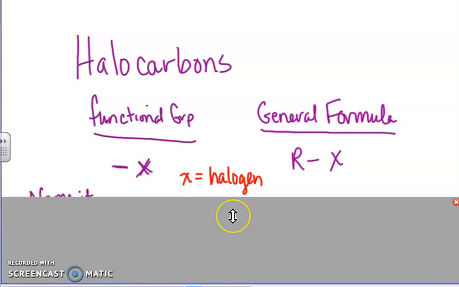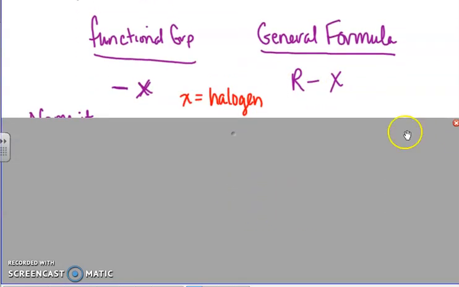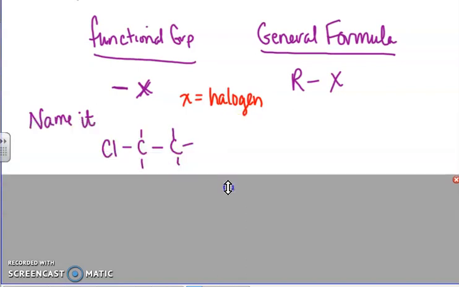Okay, the first group, Rosie's group, with Riley and Jesse, went and showed us how to name and draw halocarbons. So the functional group is just an X. It would be on any kind of carbon chain, this X, and it represents a halogen. So let's learn how to name these. They were so nice to give us this example right here.